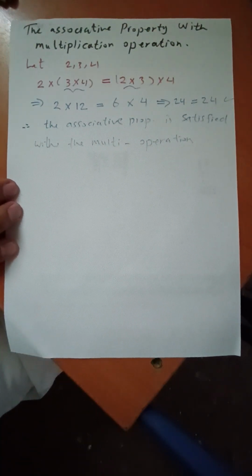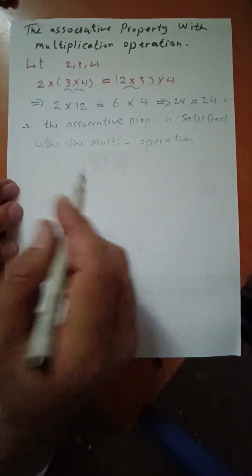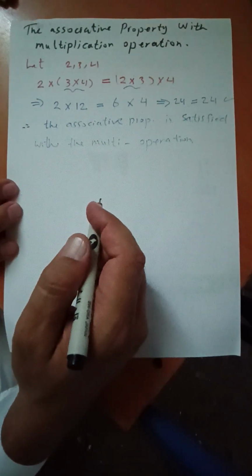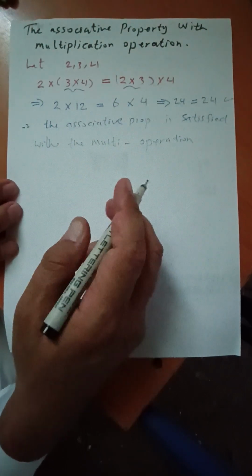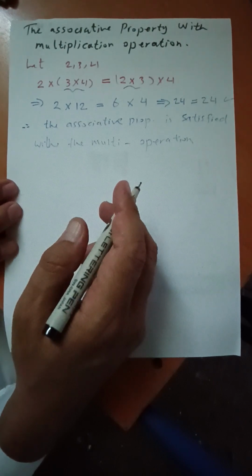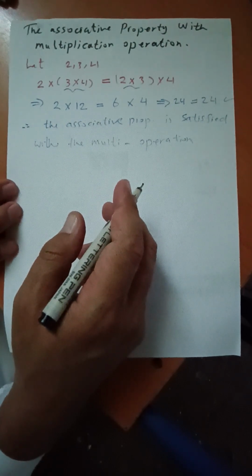I mean, with English I will translate for you. The associative property is satisfied with both multiplication and addition operations.